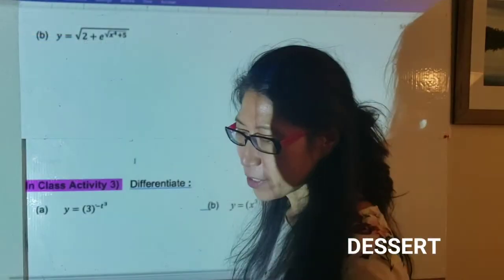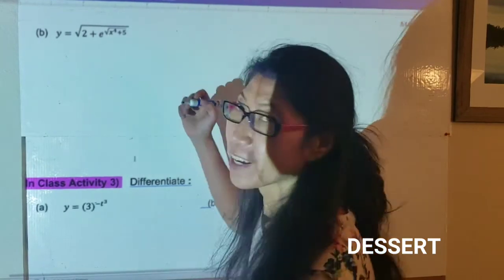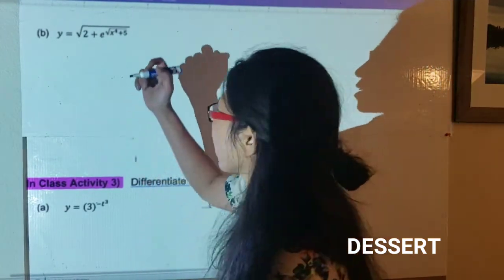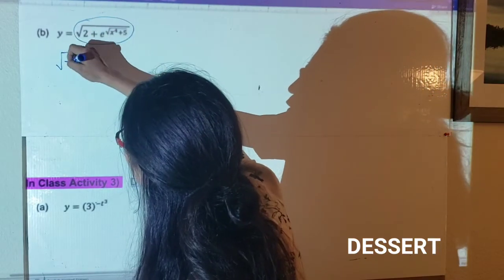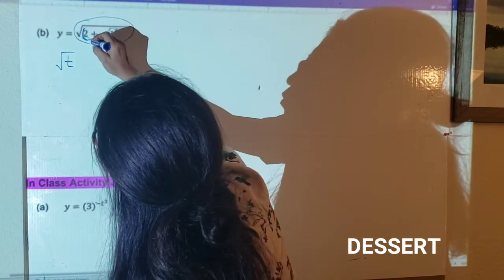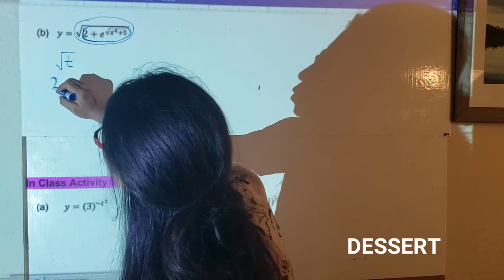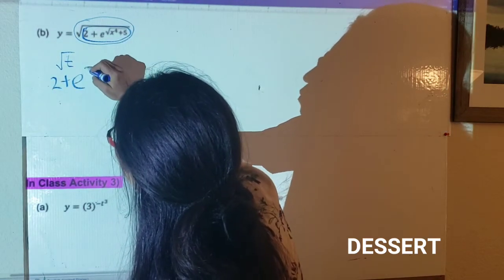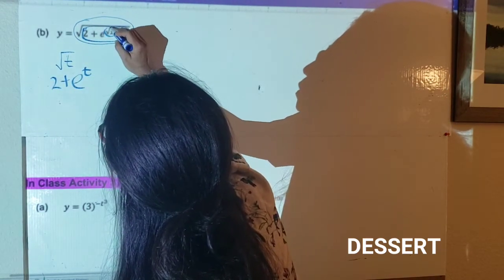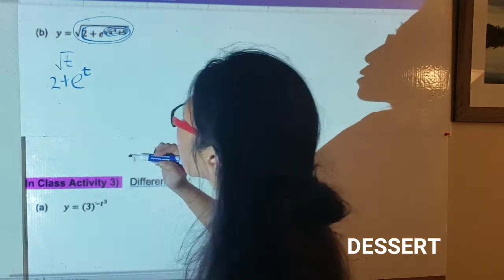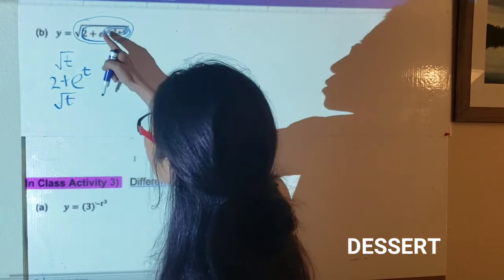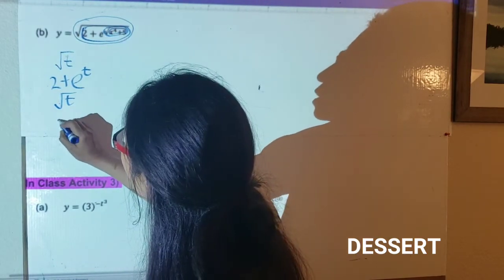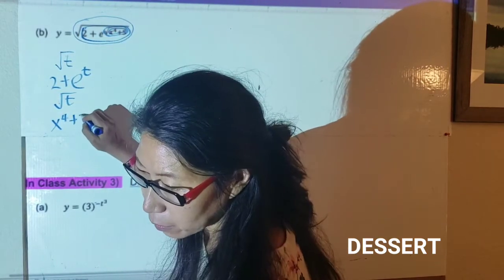This is the dessert part. So how many circles did you find? I found 4. I found 1, which is the square root of t function. 2, a little bit hard to see, 2 plus e to the t function. So I see another circle and another circle. So I see total 4. And then after that, I see square root of t, another function. You see that? And then inside, I have x to the 4th plus 5.